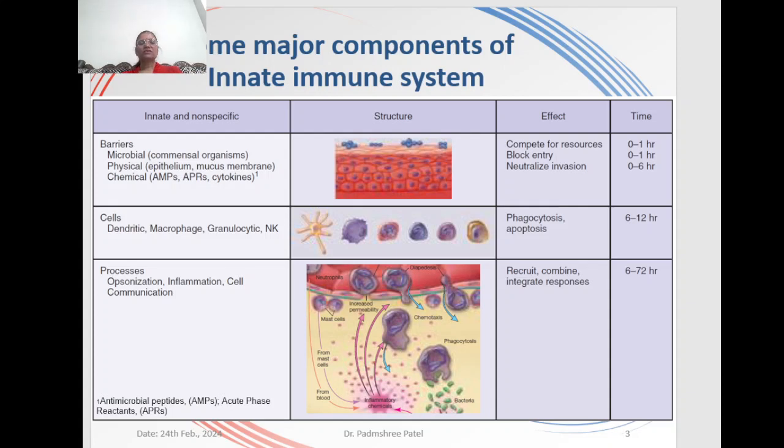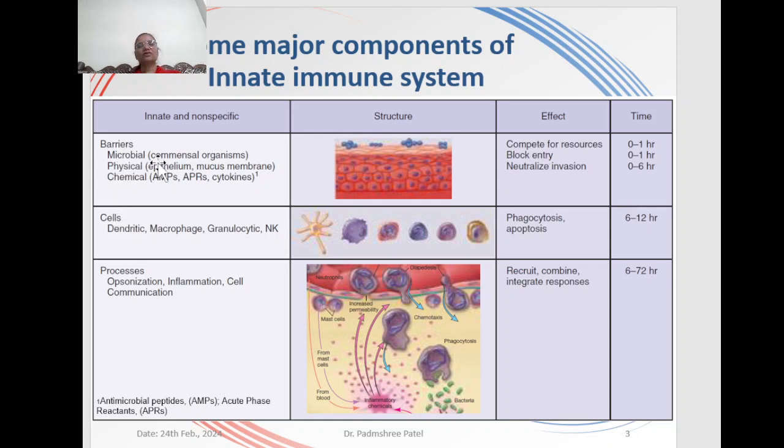If we try to understand the major components of the innate mechanisms, this table nicely depicts them. They are barriers. First of all, the barriers are physical in nature, that is your epithelium or the skin and the mucous membrane. This is going to help you block the entry of the invader.